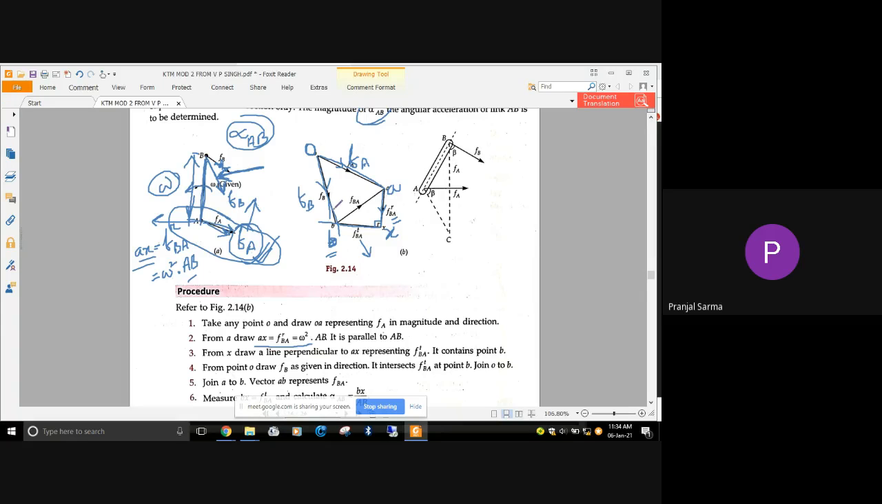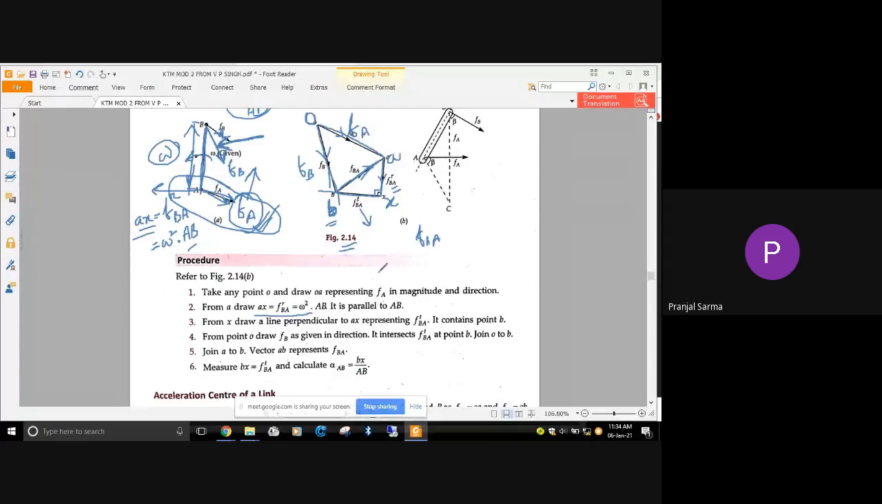Okay, that is done. Now we'll join this point B with point A, and that is going to give us FBA. This particular vector AB represents FBA. So the drawing is done.